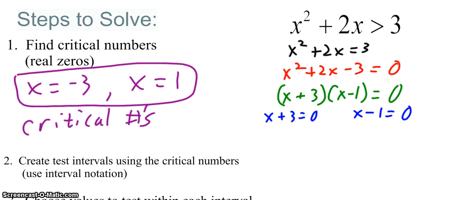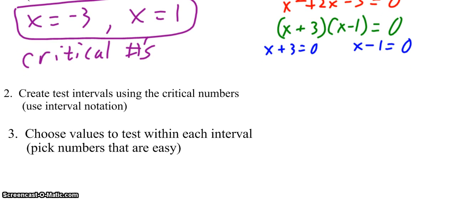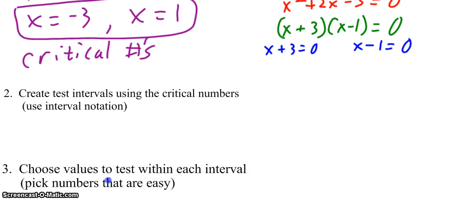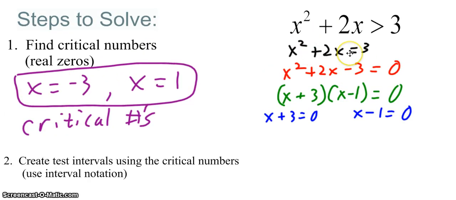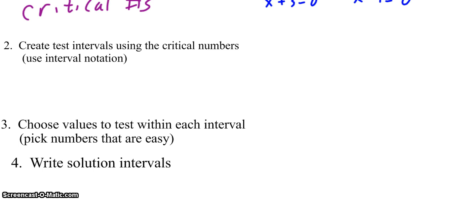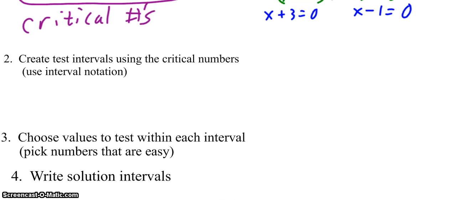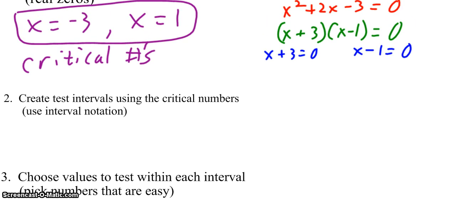Okay, good. What do I do with them? Why are they called critical? Is it an emergency? Not exactly. So, next step, create test intervals using the critical numbers. So what does that mean? Well, if I look back at this polynomial, remember we talked about the domain of every polynomial is all real numbers. So I'm going to use the entire domain, but I'm going to separate the intervals with the critical numbers. So the domain is going to start at negative infinity, and then the lowest critical number is negative 3.